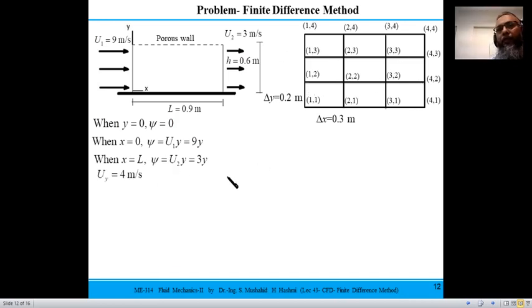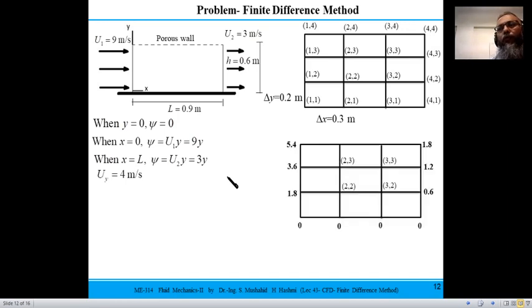Similarly, when x equals L, your stream function is 3 times y. So we can work out, and we know the velocity in the y direction, we already worked out from the continuity equation, is 4 meters per second. So when x is 0, your stream function is 9 times y. So your y is 0.2, so 9 multiplied by 0.2 would be 1.8 here. And then at this distance y is 0.4, so 0.4 multiplied by 9 would be 3.6. And here the distance is 0.6, so 0.6 multiplied by 9 would be 5.4. So you got the value of the stream function when x equals 0.